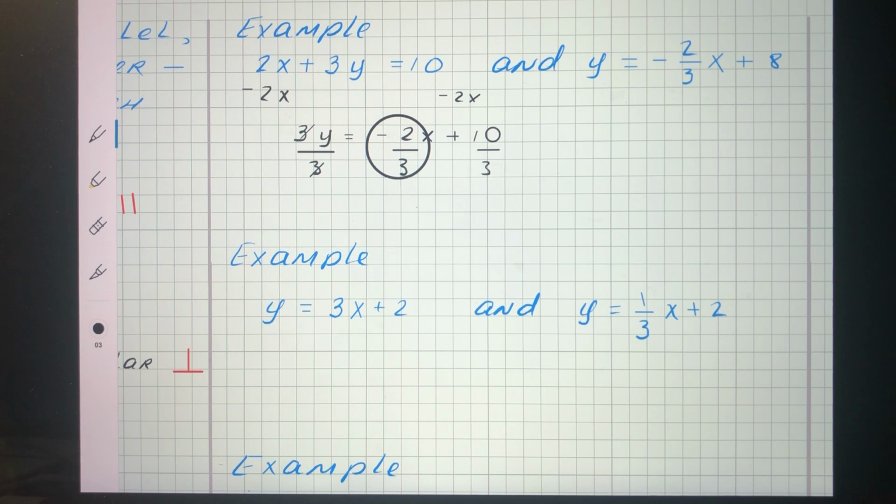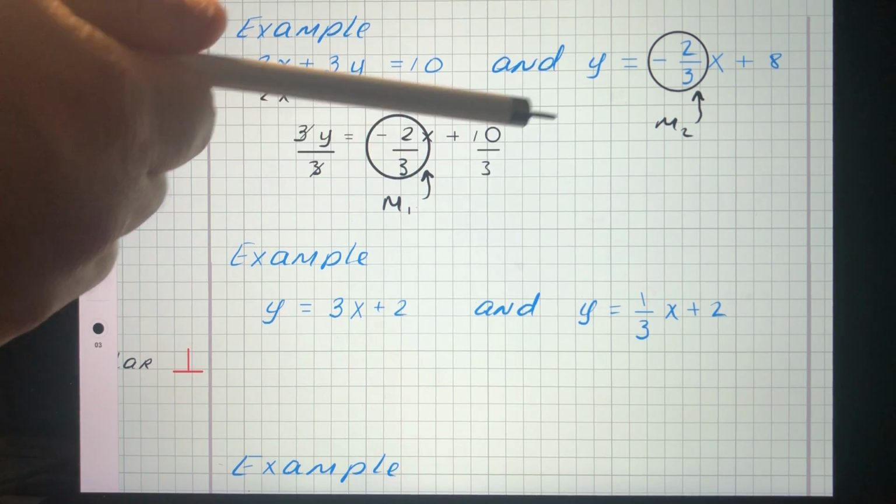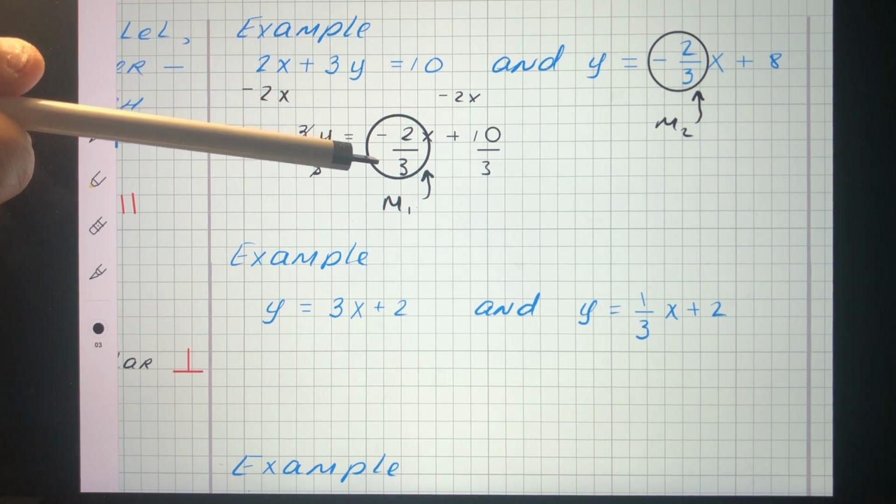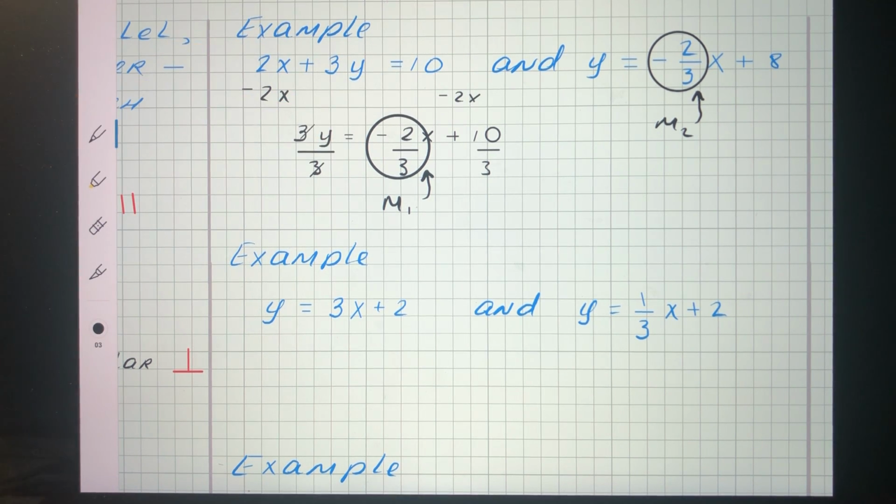The slope for the first line is -2/3. The slope for the second line is exactly the same, -2/3. We know that the y-intercepts are different, 10/3 and 8. These are two different lines with exactly the same slope, which means these two lines are parallel. We can write two lines side by side. This means the two equations represent parallel lines.